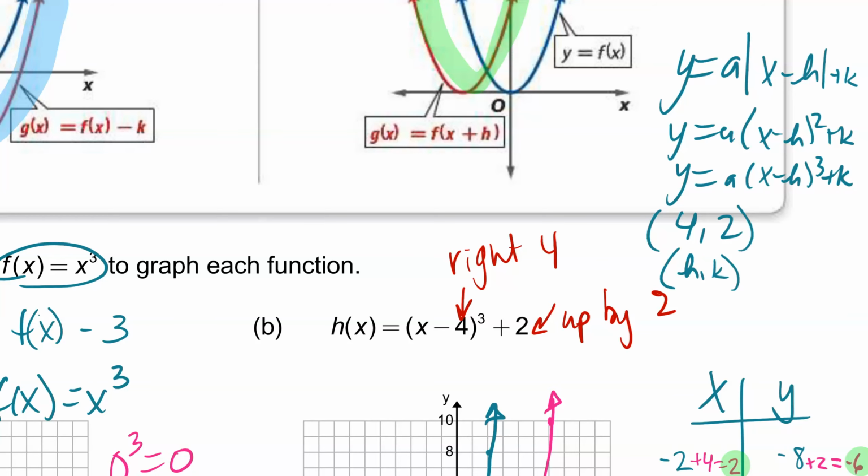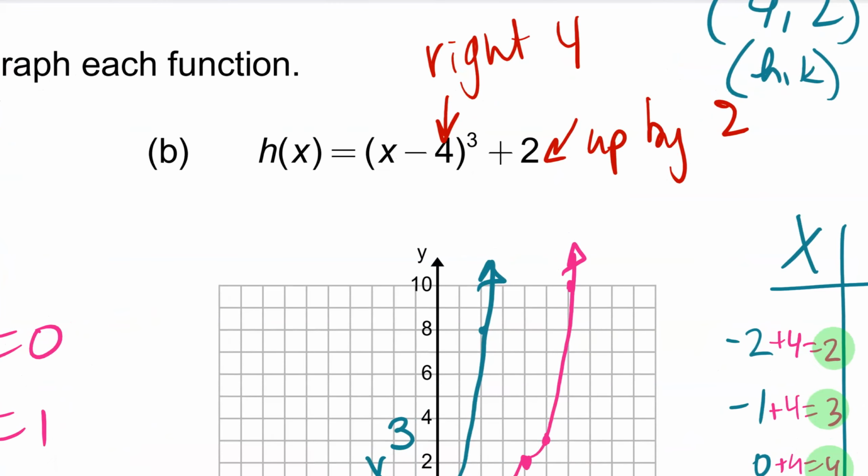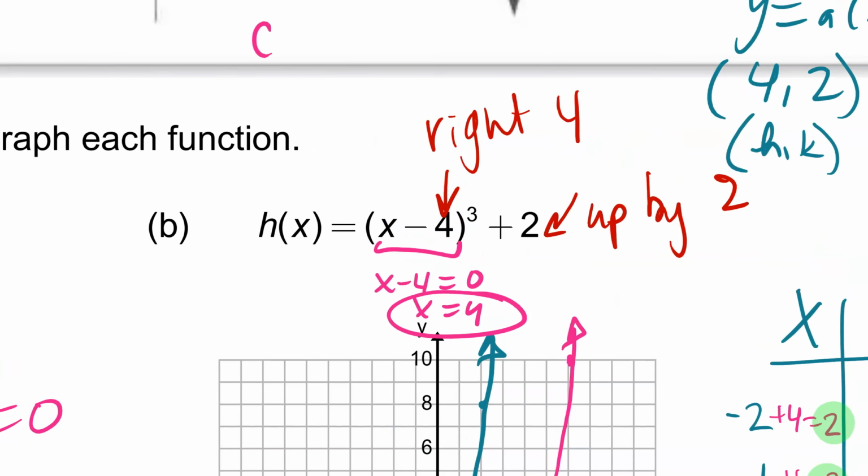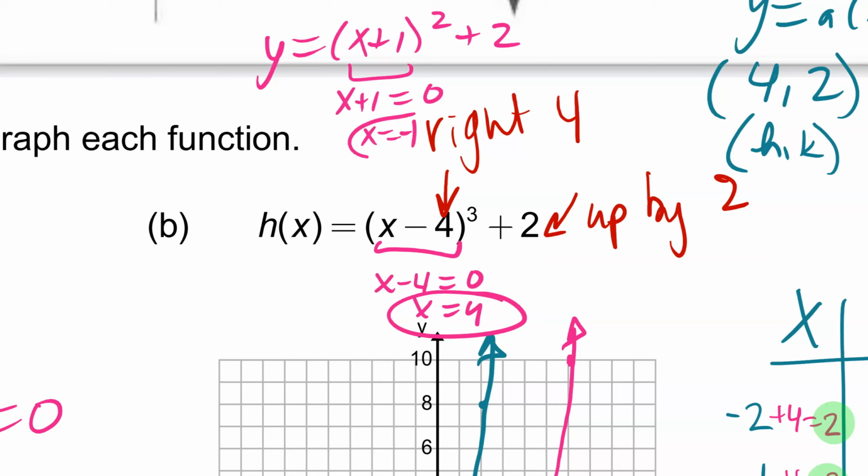Then this is another way to explain how you know which way you're going. If you set what's inside your parentheses equal to 0, and then solve for x, you see it's actually moving over by 4. If I had something like y equals (x plus 1) squared plus 2, you set what's in the parentheses equal to 0, and you see your shift is the opposite sign. That's another way to prove it to you. Okay, 2 pages done. Solid.